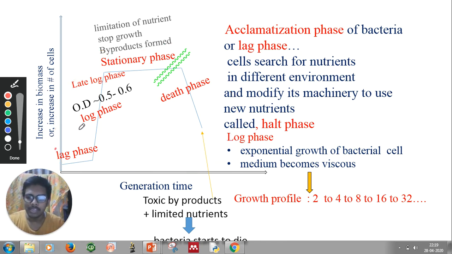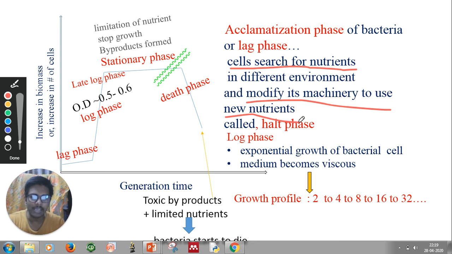Here you can see the lag phase. In the lag phase, a bacteria doesn't grow that much. The number of cells of the bacteria does not increase that much. But what happens is bacteria try to adapt to the atmosphere surrounding them. So this is called the acclimatization phase. Actually there is no growth of the bacteria, but bacterial cells search for new nutrients in the new atmosphere and modify their machinery to use the new nutrients.